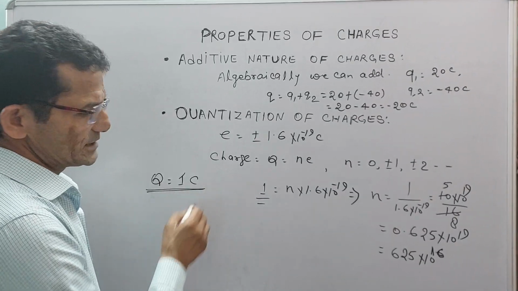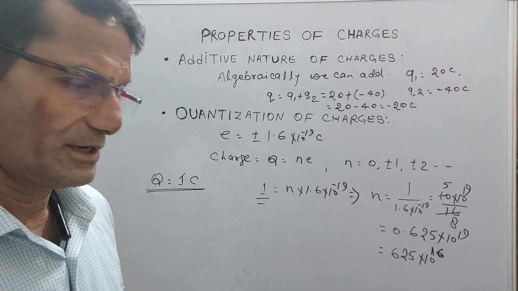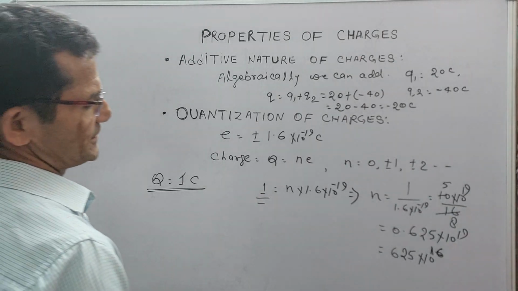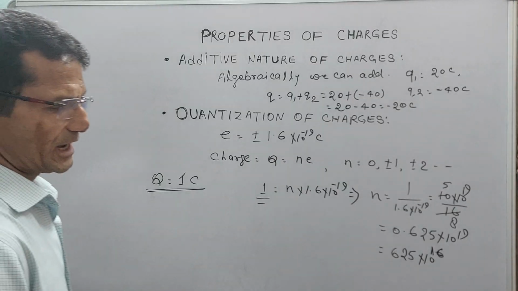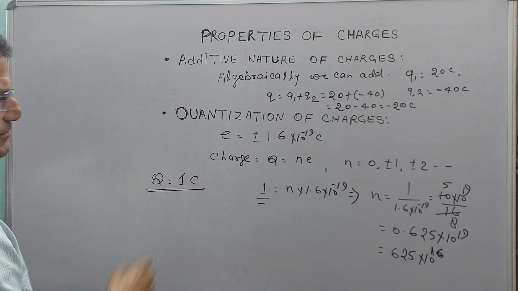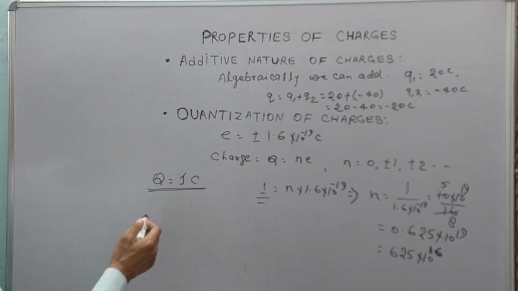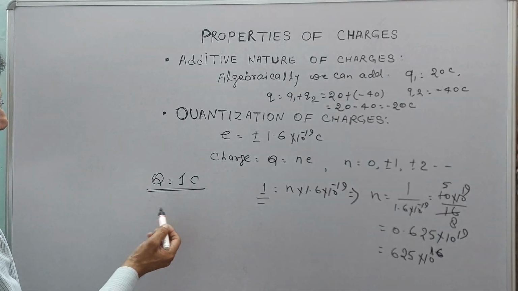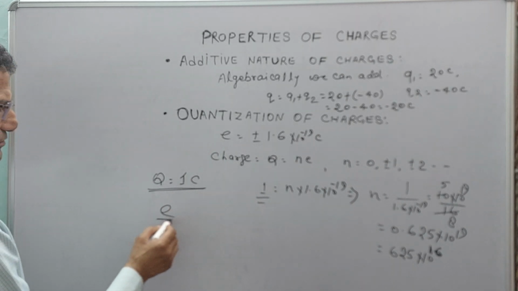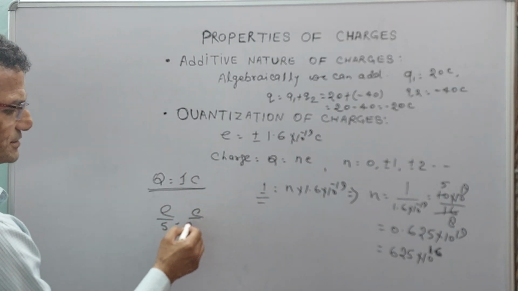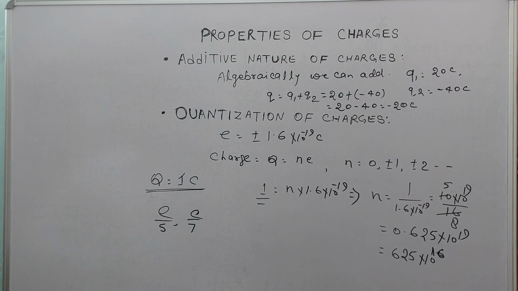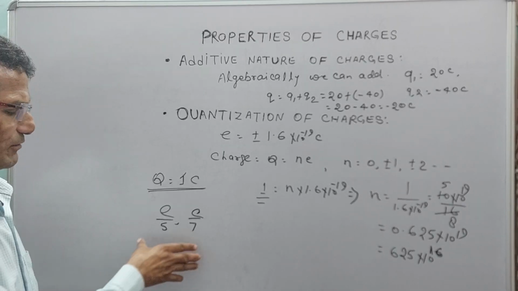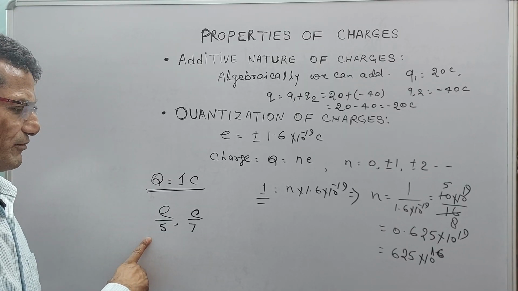So practically this is a very huge quantity. We cannot observe these, so normally the charge in an object can appear to be continuous, because this is a very minimum quantity. By quantization, any object cannot have a charge in a fraction like e upon 5 or e upon 7. Such types of charges cannot exist in an object, but practically we cannot observe that.